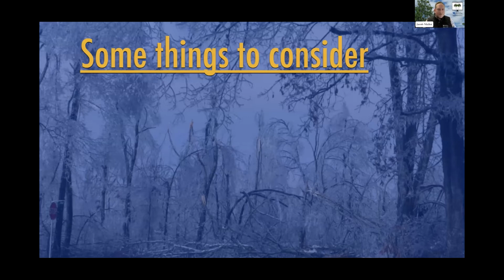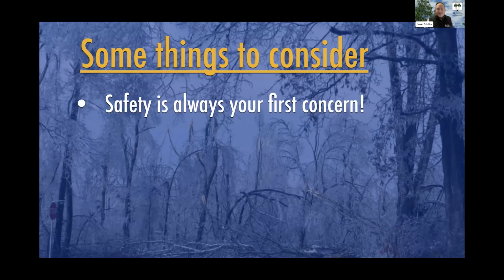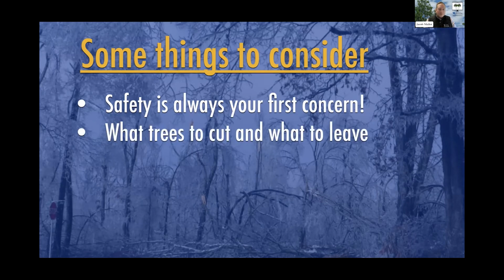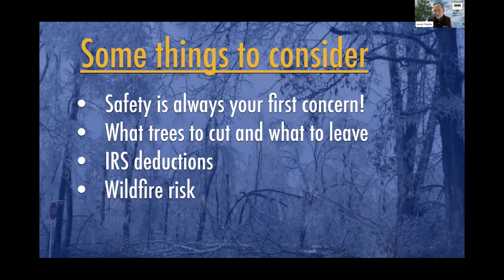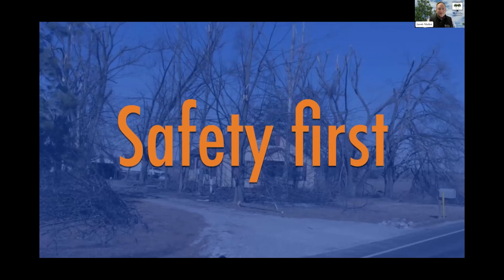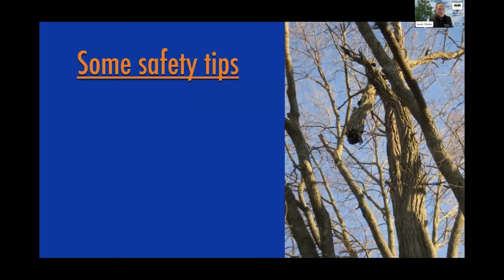So regardless of the disturbance, a few things to consider, right? Safety is always number one. Whether it's flooding, ice storms, tornadoes, you always need to be aware anytime you step into a disturbed area. Things to consider: whether to cut or leave a tree, what opportunities there are for you, tax deductions through the IRS and NRCS programs that might help you start to manage your woodland or respond to those disturbances, and managing for those wildfire risks or insects and disease risks following any flooding disturbance, right?